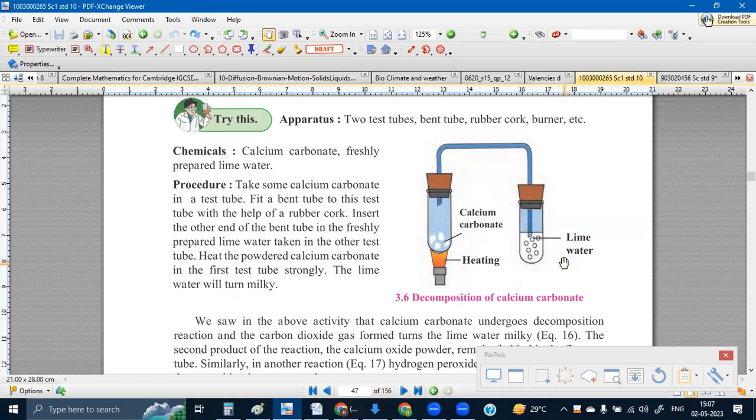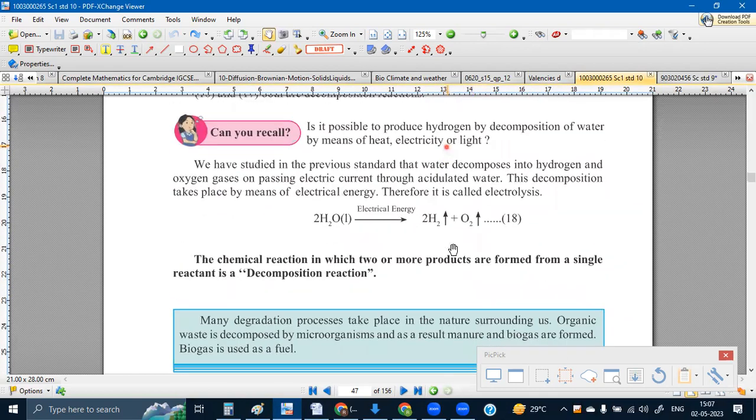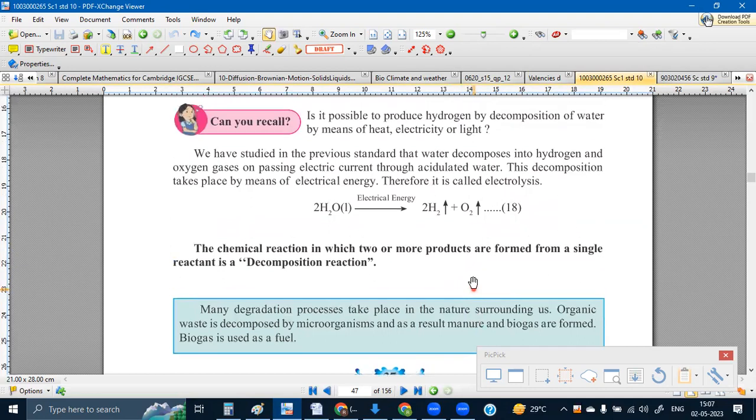Lime water is basically again calcium hydroxide only, Ca(OH)2. When carbon dioxide is passed through lime water, it turns cloudy or it becomes milky. Okay, I'm going to show you this experiment. I'll also send you the link in the group, and I'll make you write that reaction. I don't think that reaction is given over here, but still I'll make you write that reaction.